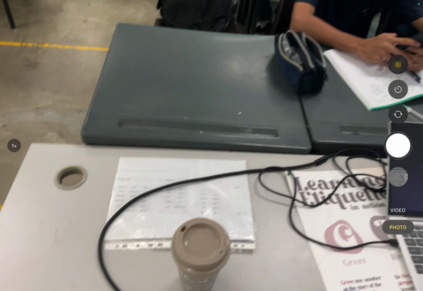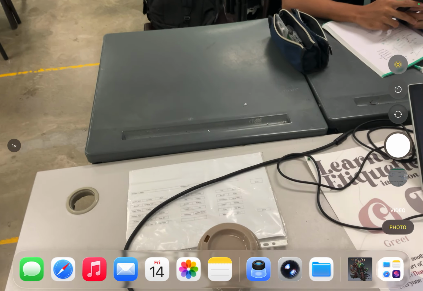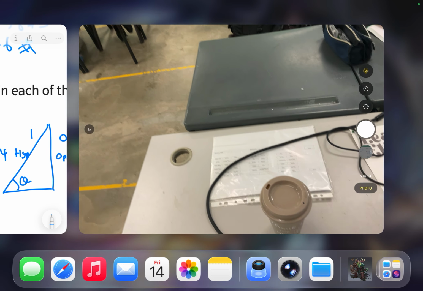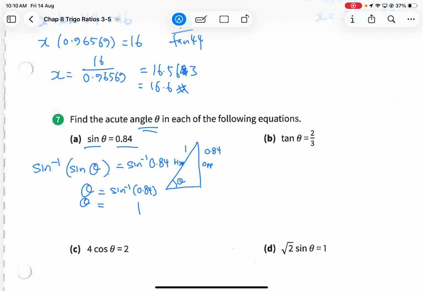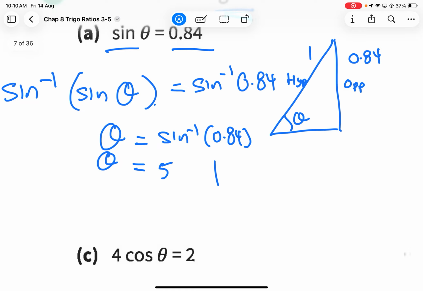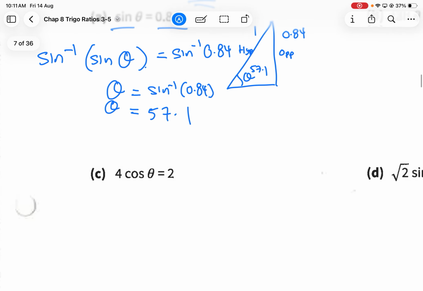57.14. So after I key into the calculator, it is actually telling me that when the sine is 0.84, this angle is 57.1. Okay? We do one more together.